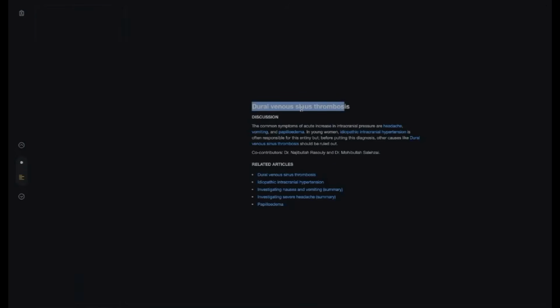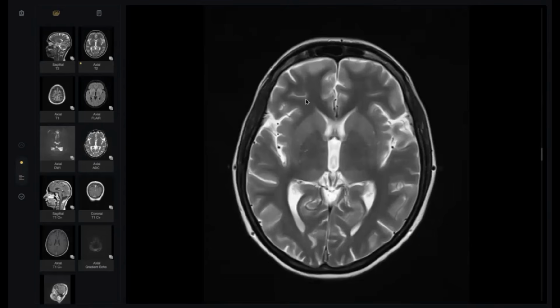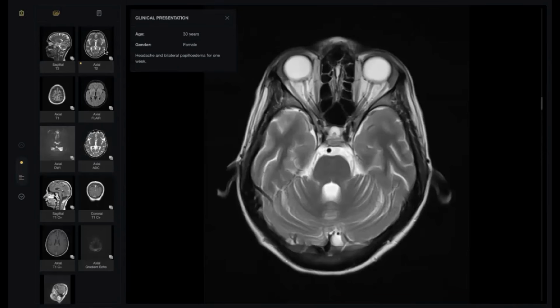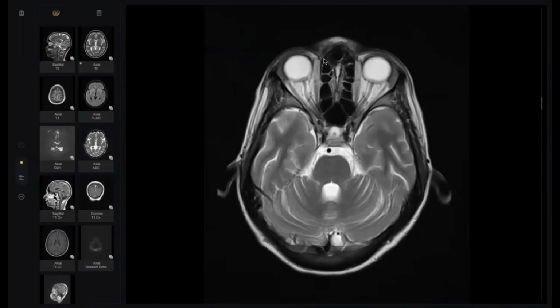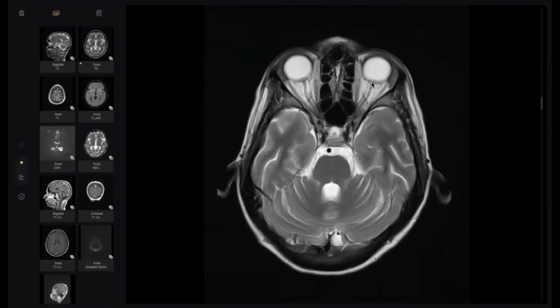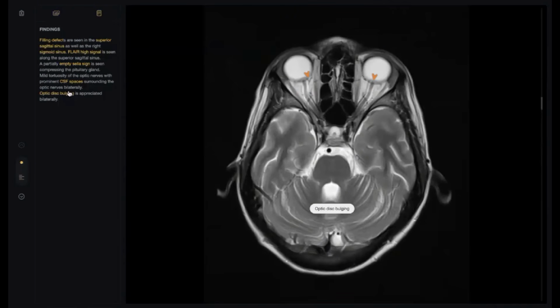Despite Radiopaedia mentioning dural venous sinus thrombosis, in my opinion you must say something about this prominent perioptic CSF, especially as the patient has papilledema. And here, if you look, the optic disc looks like it is bulging inside. At least we must mention something about it. It may be IIH, idiopathic intracranial hypertension.